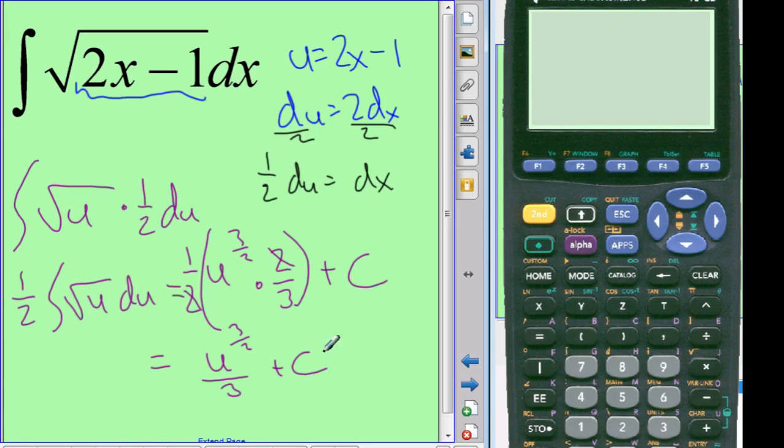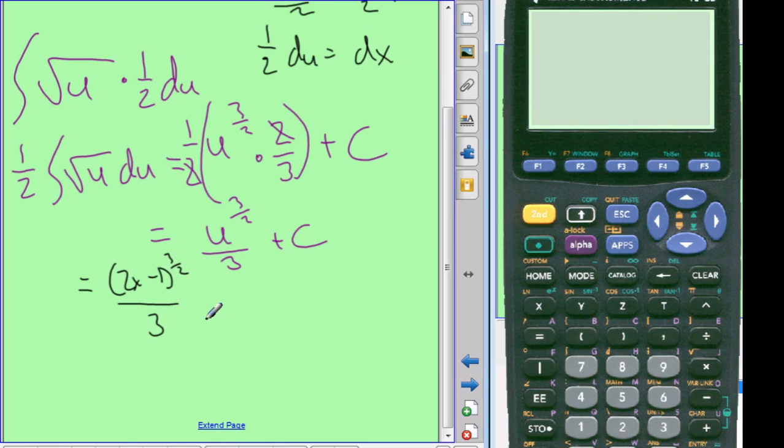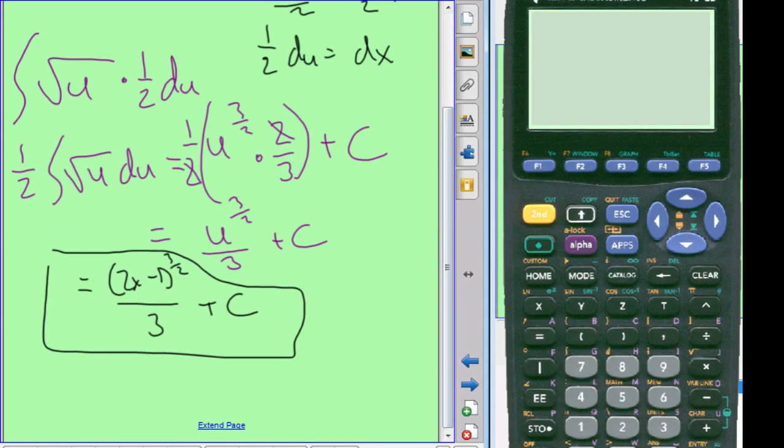But I don't want to leave it as u's because the original was in x's. So I'm going to substitute my 2x minus 1 in for u. And your final answer is going to be 2x minus 1 to the 3/2 power over 3 plus c. So there you go. Use substitution.